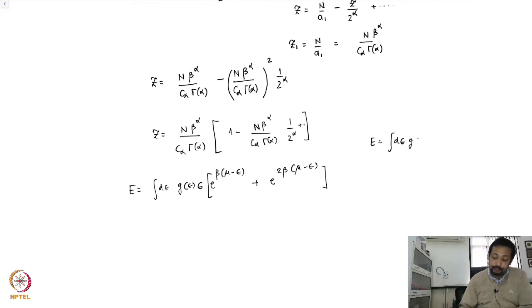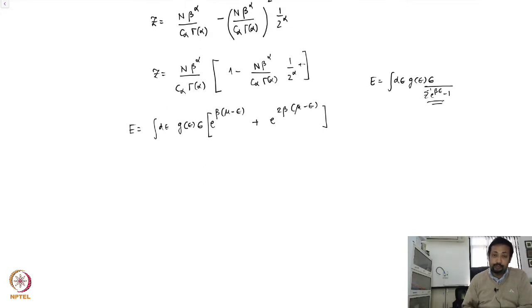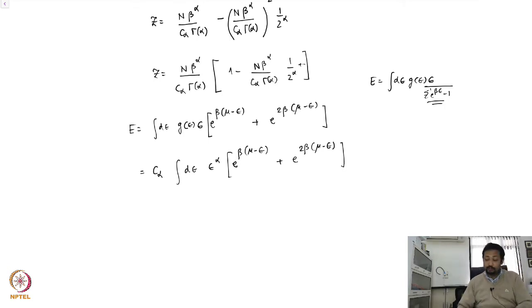That is the integral dε g(ε) times ε times z^{-1} e^{βε} minus 1, and this is the part which we have essentially expanded. So that this becomes c_α ∫ dε ε^α [e^{β(μ−ε)} + e^{2β(μ−ε)}]. There are higher order terms which we'll ignore here.